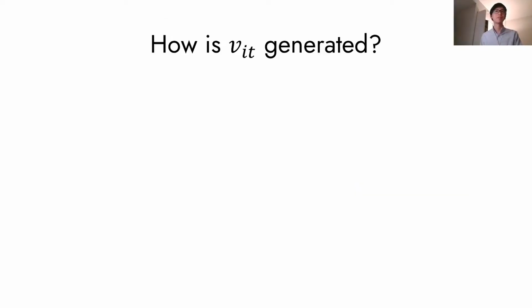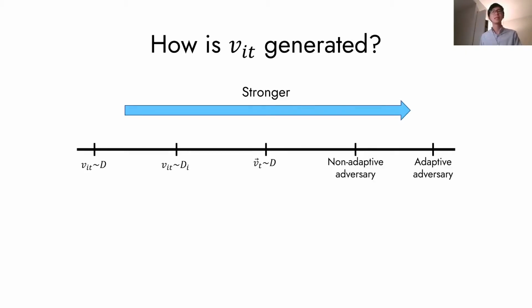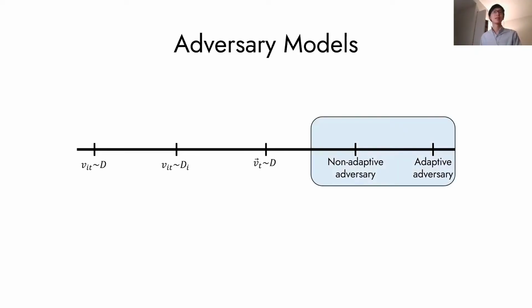So far, I haven't really discussed how the item values, the v_it, are generated. Well, in this paper, we consider a range of progressively stronger adversaries. Now, on the right, we have our standard online algorithm adversaries, where the adversary chooses the worst-case sequence for either a randomized or deterministic algorithm, which corresponds to the non-adaptive or adaptive adversary.